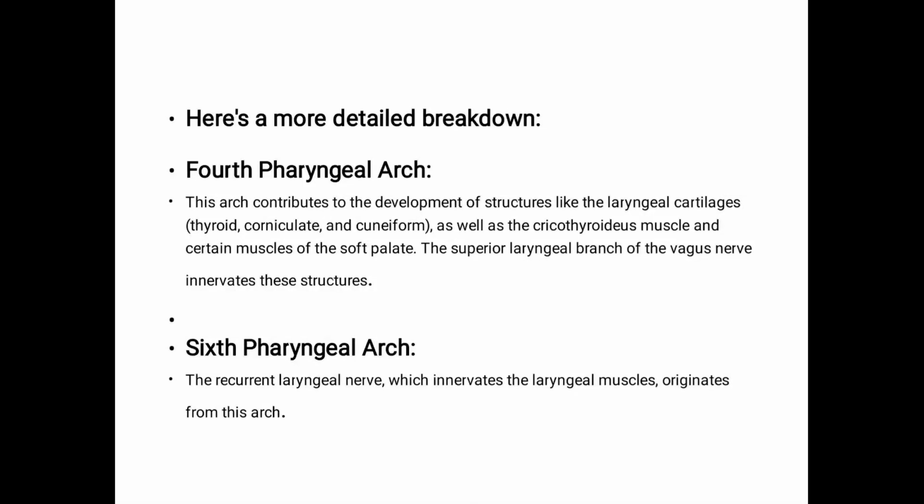Fourth pharyngeal arch. This arch contributes to the development of structures like laryngeal cartilages, thyroid, corniculate and cuneiform, as well as the cricothyroid muscle and certain muscles of the soft palate. The superior laryngeal branch of the vagus nerve innervates these structures. Sixth pharyngeal arch. The recurrent laryngeal nerve, which derives from the sixth pharyngeal arch, innervates the laryngeal muscles.